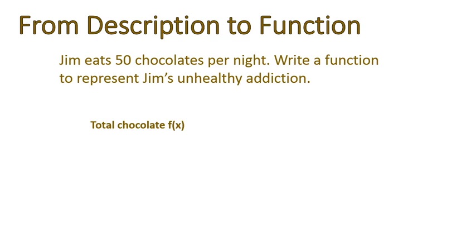So first off, we have to know that the total number of chocolates we're going to represent as the function of x. That's the total number of chocolates, when x is the number of nights Jim is eating these chocolates, so our function would be equal to 50 times x. Whatever our function is, when the day increases, the number of chocolates he eats will increase. Now we could take this and turn it into a graph as well. Right now we're just going from description to a function. So this is how we would write a function based on the word problem that we have there.